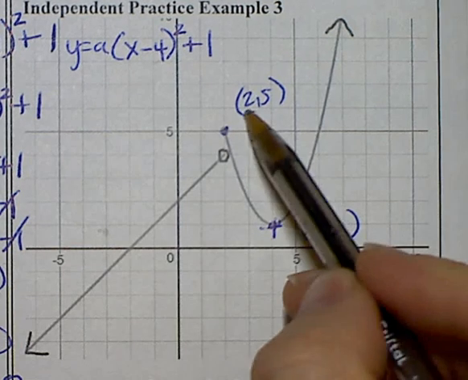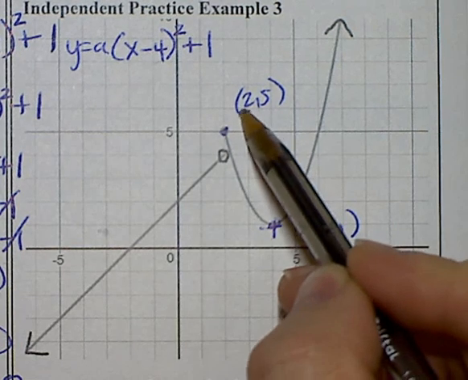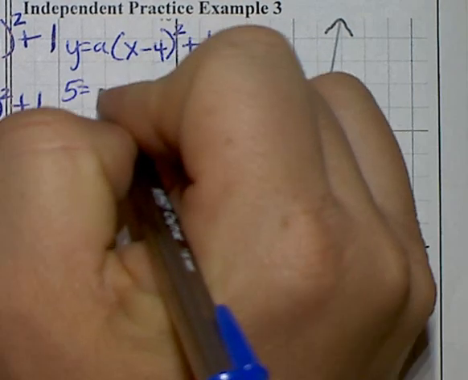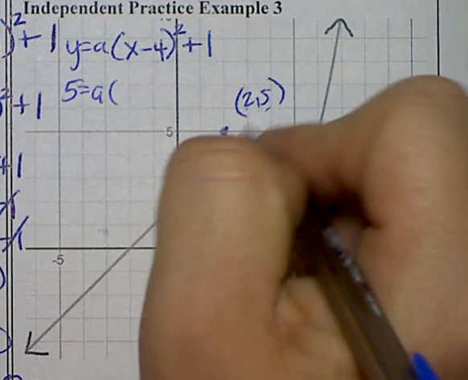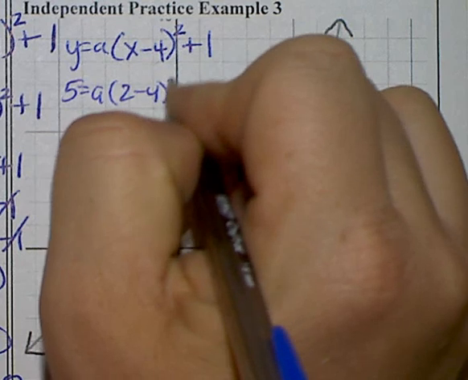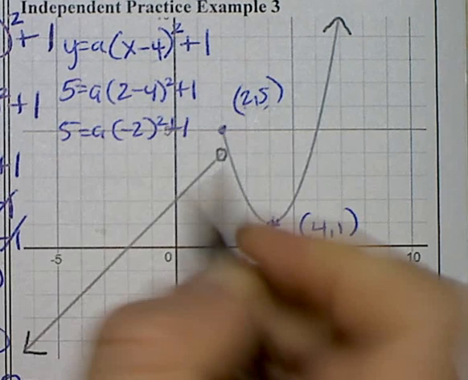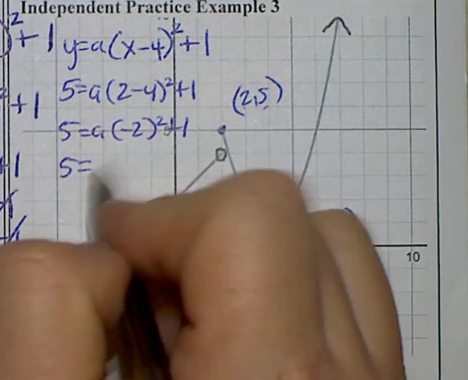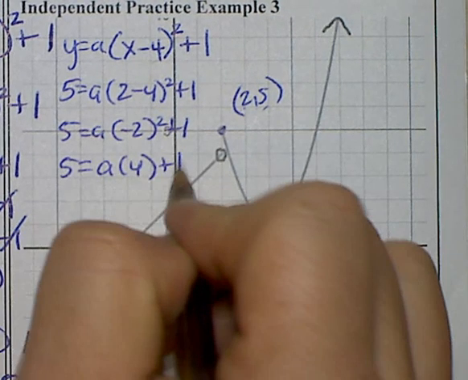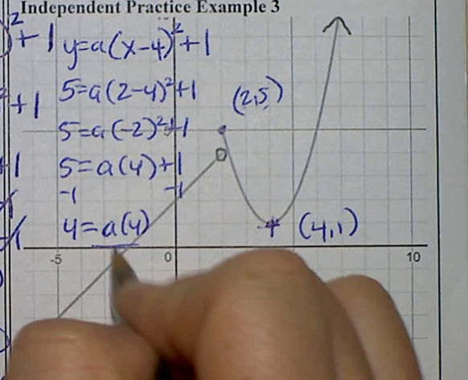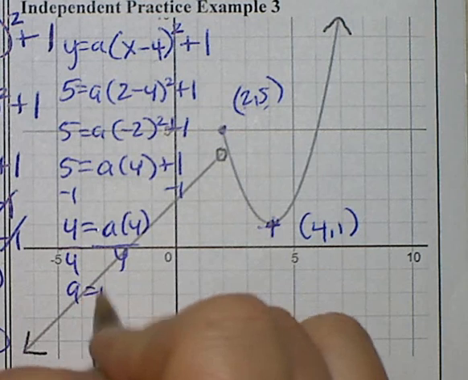Then I'm going to take the other ordered pair I have, substitute in 2 and 5 for your x and for your y. So 5 equals a times (2 minus 4) quantity squared plus 1. And I'm going to continue to solve until I have a isolated. Negative 2 squared is 4. Subtracting 1, I have 4 equals a times 4. So a equals 1. Hands raised if you have a equals 1.